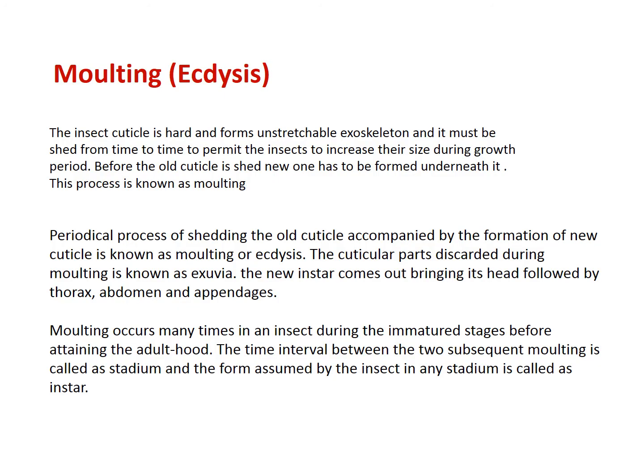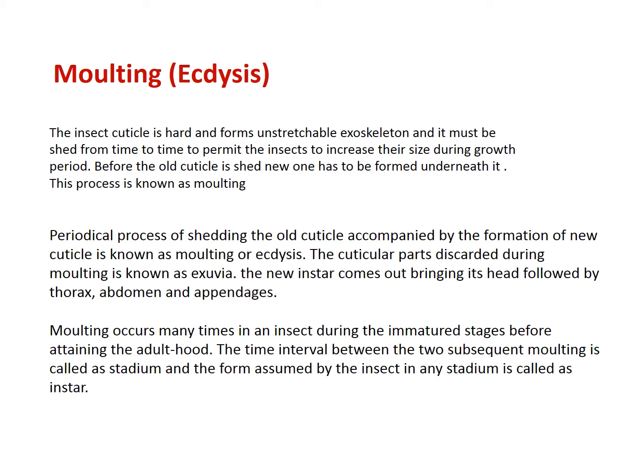Insect cuticle is hard and forms an unstretchable exoskeleton, and it must be shed from time to time to permit the insects to increase their size during growth. Before the old cuticle is shed, a new one has to be formed underneath it. This process is called molting. Whenever the insect grows, the old cuticle has to be shed, and a new cuticle formed. The periodic process of shedding the old cuticle accompanied by formation of new cuticle is known as molting, and is also called ecdysis.